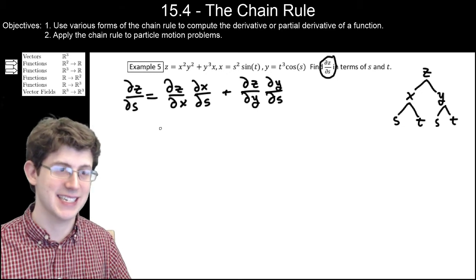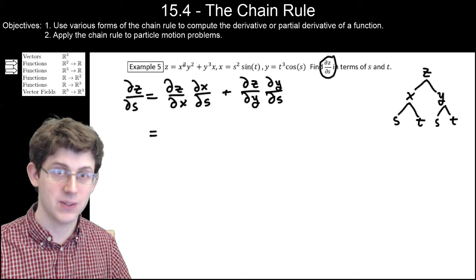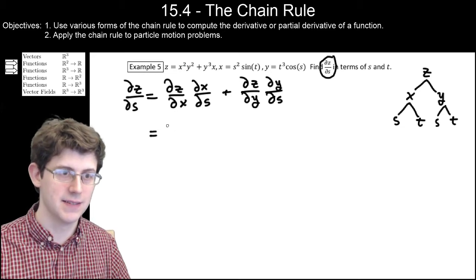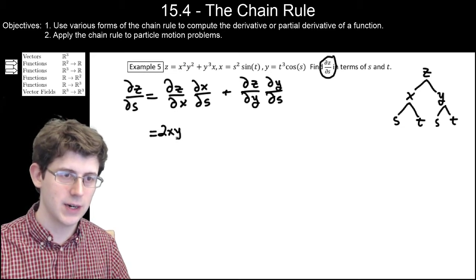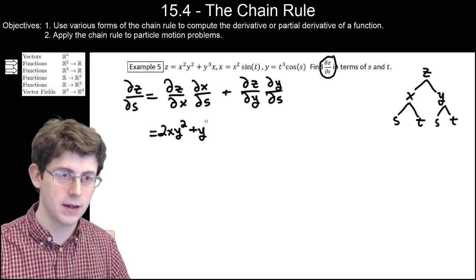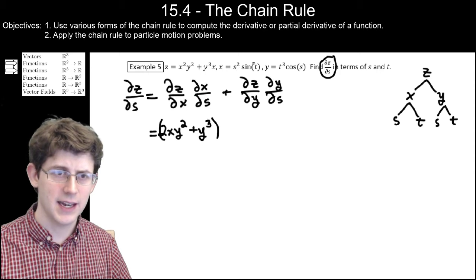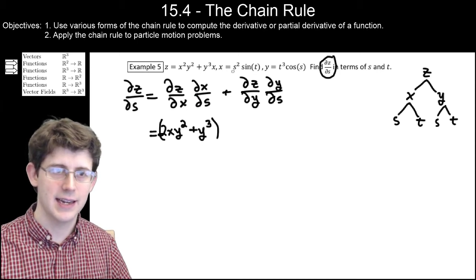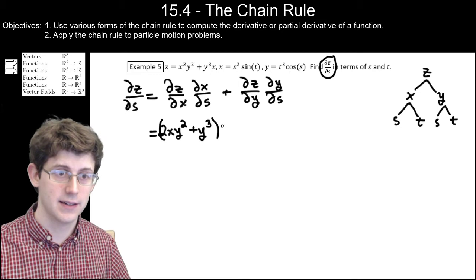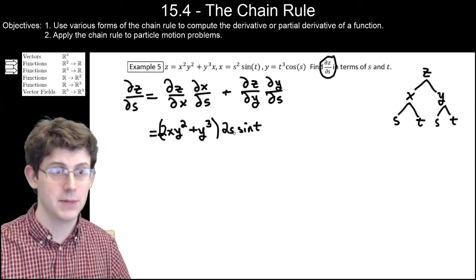So let's find partial z, partial x. Derivative of x squared is 2x, and y squared is a constant. So here's 2x y squared. Derivative of y cubed x is y cubed. So here's partial z, partial x. Then partial x, partial s. Well, I've got a constant, sine t, and the derivative of s squared is 2s. So 2s sine t. So that's partial z, partial x, partial x, partial s.